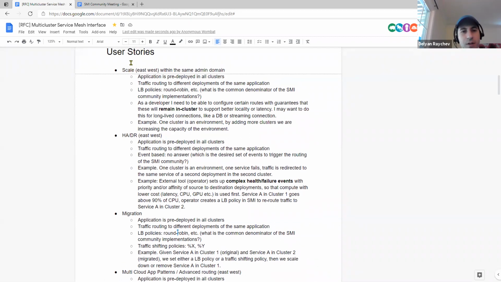All right. The first user story is: as an operator, I want to scale out my service. So I'm within the same admin domain. I want to add capacity to my service. One cluster is not enough, so I'm going to be adding more deployments onto another cluster to add capacity to the service.